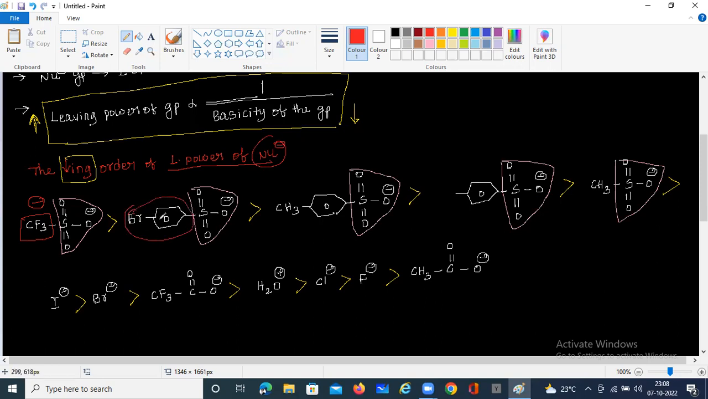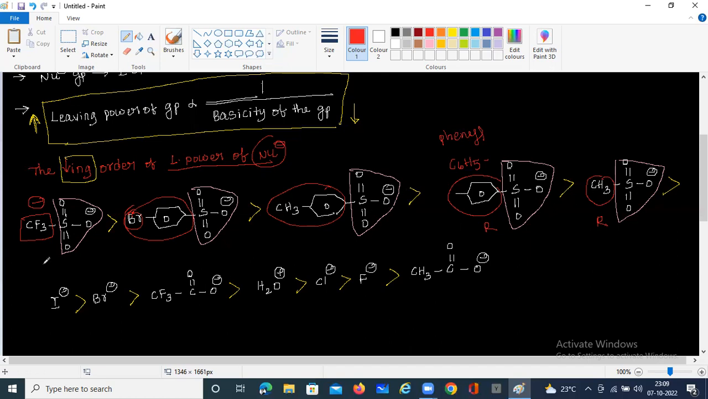After bromobenzene comes toluene. In the bromine place, we put CH3, methyl. The next one is just phenyl, which we can simply write as C6H5. The last one is methyl. This one is also R and this one is also R, but the phenyl group has higher leaving power than the alkyl group, each connected with SO3 minus.